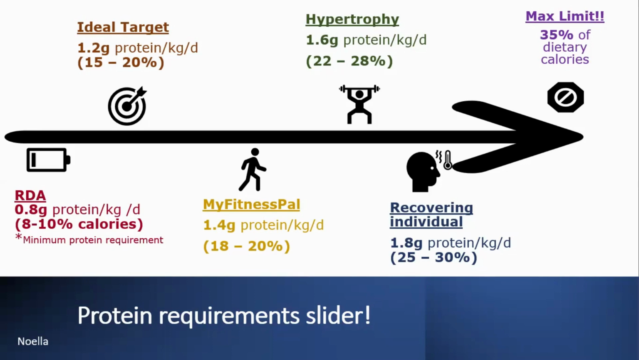Next, let's move on to recovering individuals. Well, remember Gabby pointed out earlier how one of the major functions for protein was in growth and development. So recovering individuals would require around 1.8 grams of protein per kilogram body weight per day, which amounts to around 25 to 30% of the daily caloric intake. But remember, the max limit of dietary calories through protein should be 35%, no more.